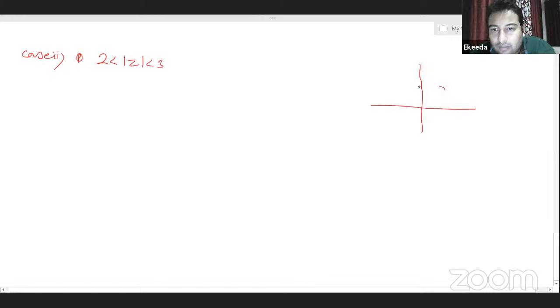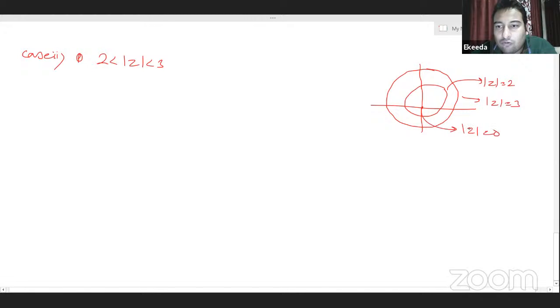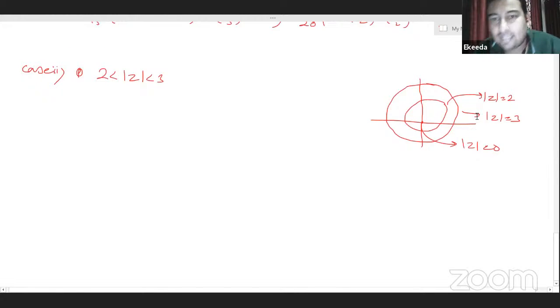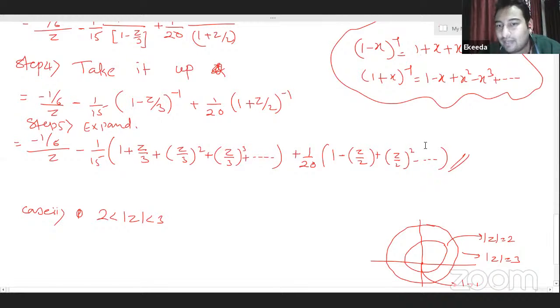See, what is case number 2? 2 less than mod z less than 3. That means, let's draw this. This is mod z equal to 2, and this is mod z equal to 3. And this is mod z equal to 0. There are 3 cases as discussed. This is your original circle.